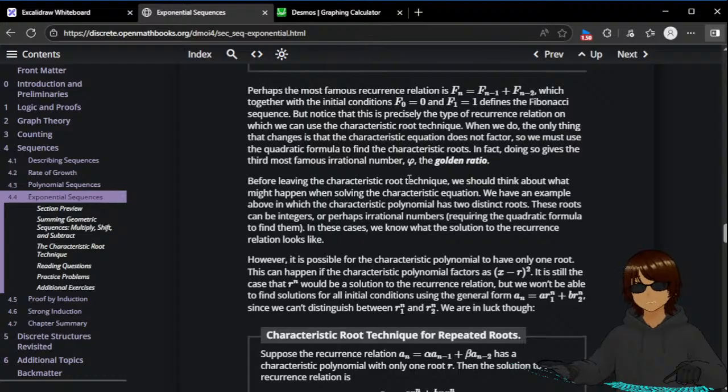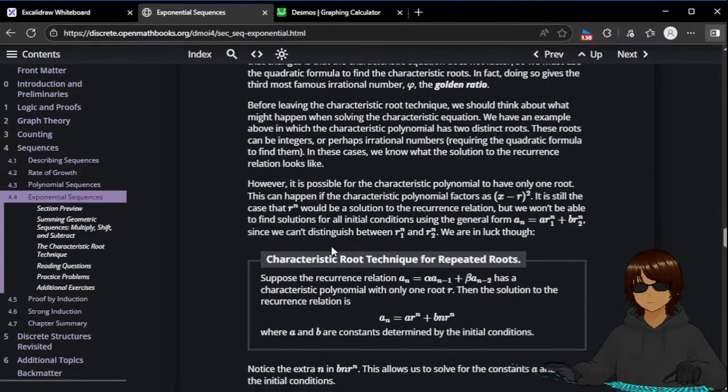Before leaving the characteristic root technique, we should think about what might happen when solving the characteristic equation. You have an example above in which the characteristic polynomial has two distinct roots. These roots can be integers or perhaps irrational numbers. In these cases, we know what the solution to the recurrence relation looks like.